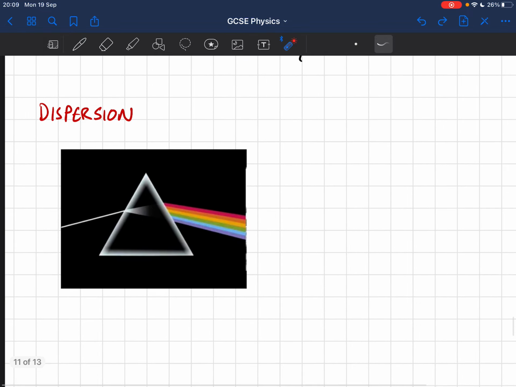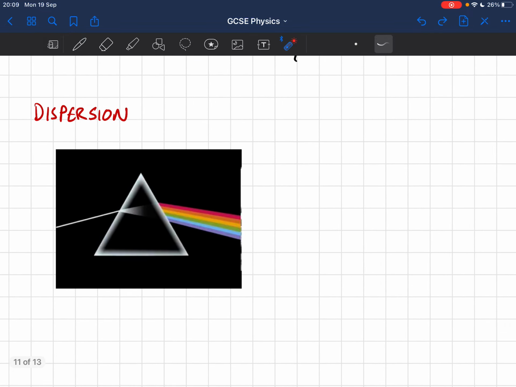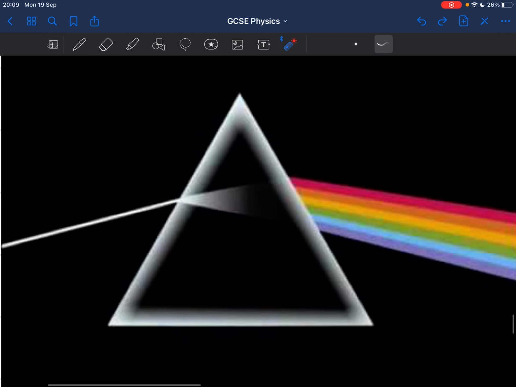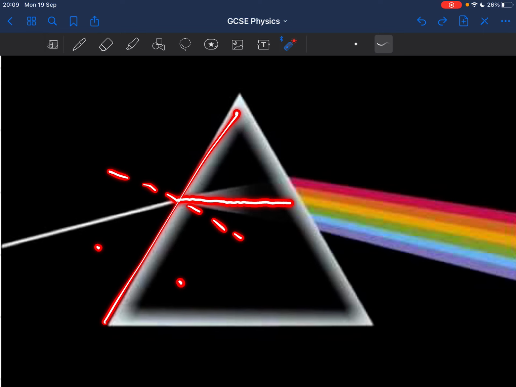Dispersion. So here we've got Pink Floyd's Dark Side of the Moon album. Dispersion is just white light going through a block and then refracting. Okay, so this block is glass, and we have a medium going from a less dense to a more dense medium, and therefore it'll bend towards the normal.